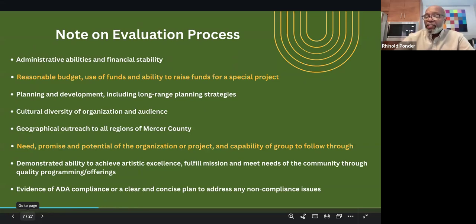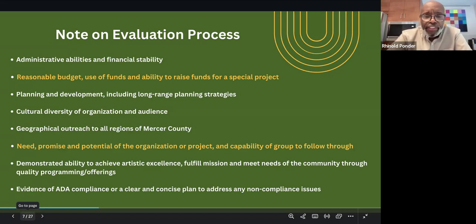A little note on the evaluation process, just so that you have a better understanding of how this works. For both grants, the historic and the LAP grants, your application is first reviewed by panel members. After it's reviewed and they make their recommendations, they may make those recommendations in conjunction with the Mercer County Cultural and Heritage Commission. Then those recommendations are ultimately sent to the county administrators.